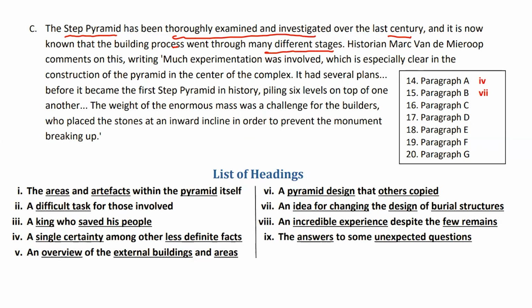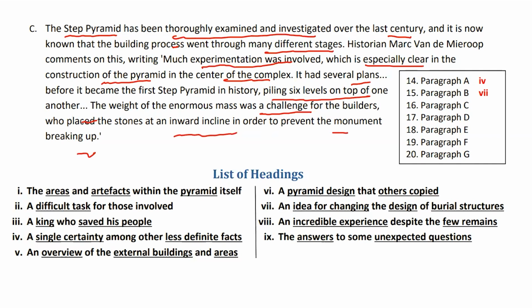Historians mark the comments on this writing. Much experimentation was involved, which is especially clear in the construction of the pyramid in the center of the complex. It had several plans before it became the first pyramid in history, piling 6 levels on top of one another. So they are describing the pyramid. The weight of the mass was a challenge for the builders, who placed the stones at an inward incline in order to prevent the monument breaking down. So there is something about challenge.